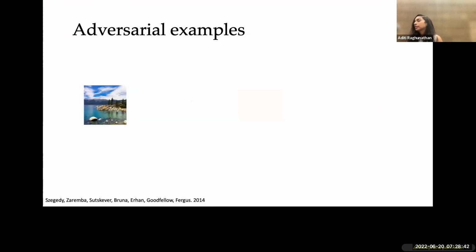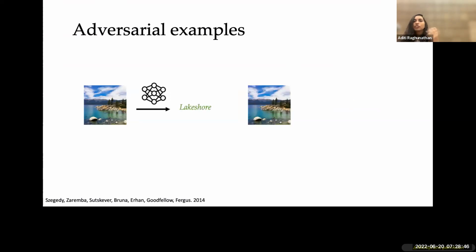So the more canonical example is as follows. This is an image of a lakeshore. And if you take any good ImageNet classifier today, it would correctly classify it as a lakeshore. But I can make really small changes to this image to get this new image on the right, which very much looks like the same image on the left, except that each pixel is changed by a small amount. And this is imperceptible. But now a model is going to call it a completely different class, a laptop.